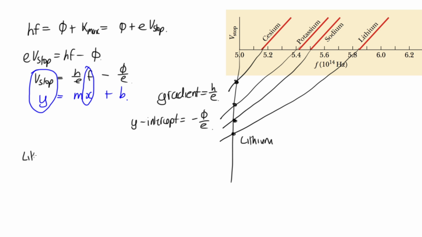So lithium's going to be the greatest, followed by sodium, potassium, and cesium. So we'll have lithium for the work function. Lithium is greater than sodium, is greater than potassium, is greater than cesium.